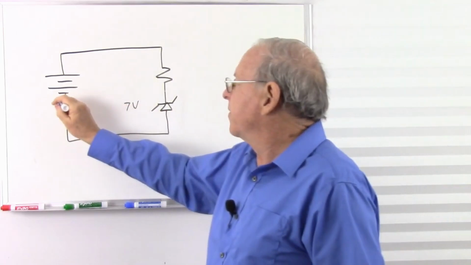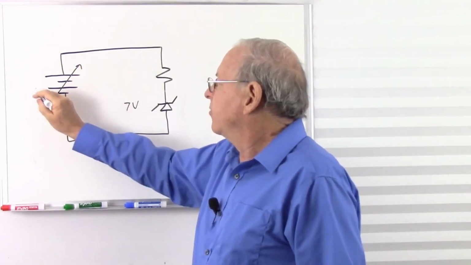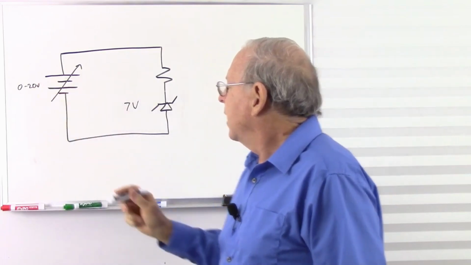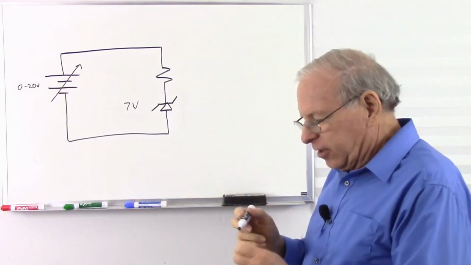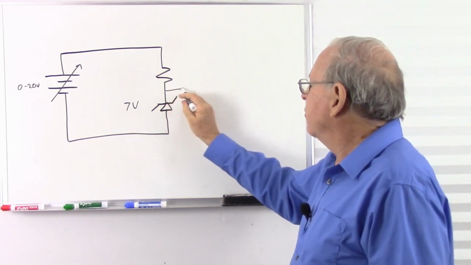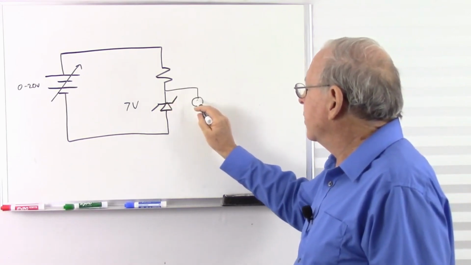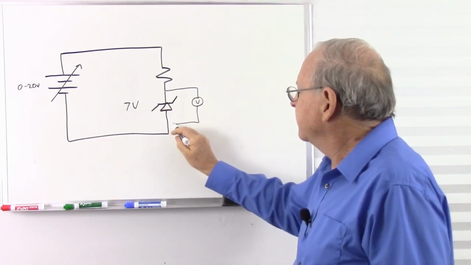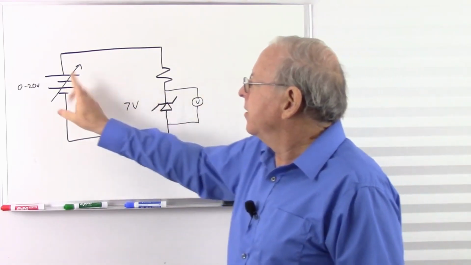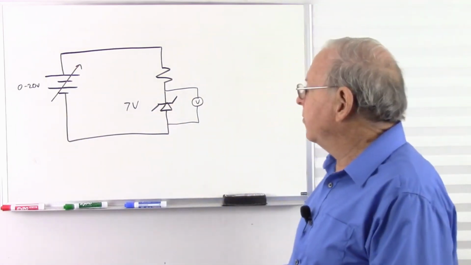So this is going to be a variable battery. Let's say it goes from 0 to 20 volts. And let's get started. So I'm going to put a voltmeter across our Zener diode so we can monitor the voltage as well as the little green man inside it. So there it is. And we're going to put this at 0 volts. So what do we expect to see?